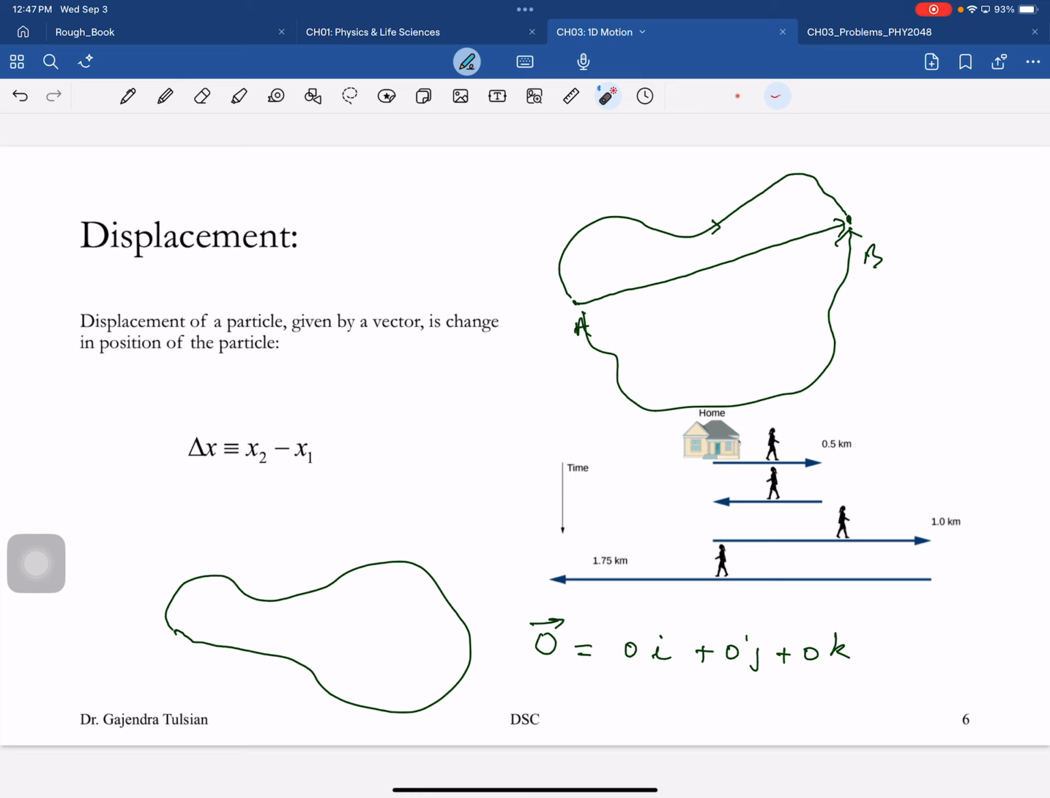What is the triple bar? It's delta x. That is defined as.